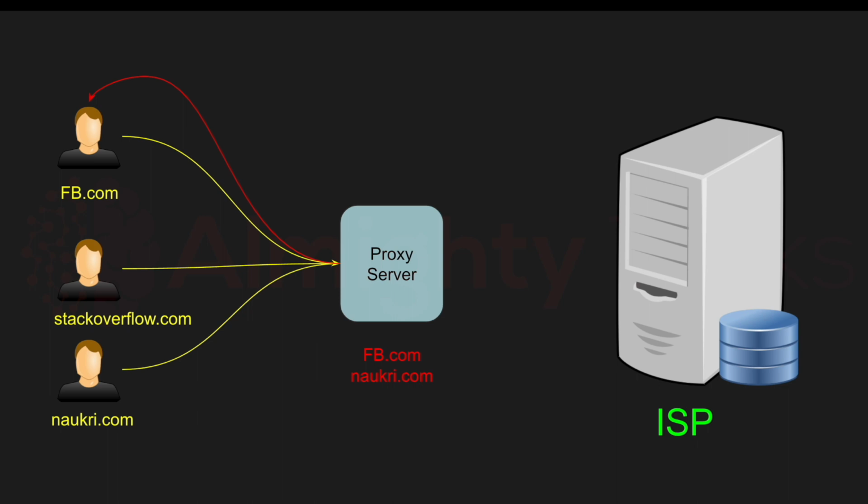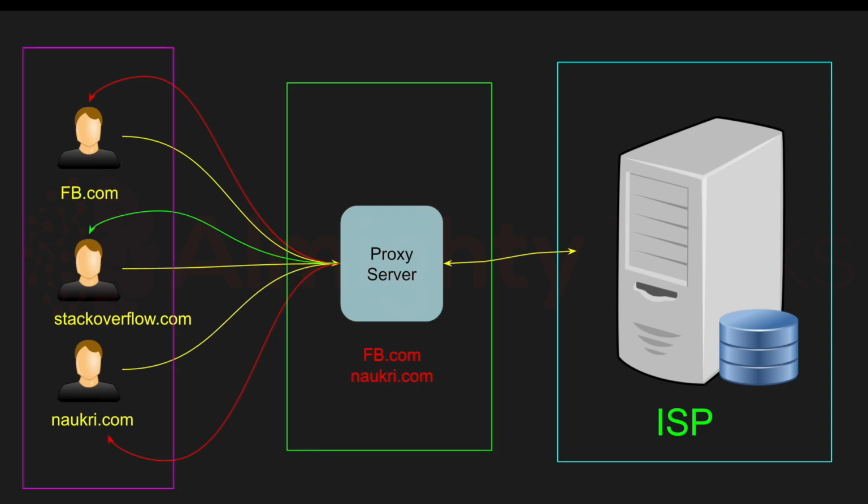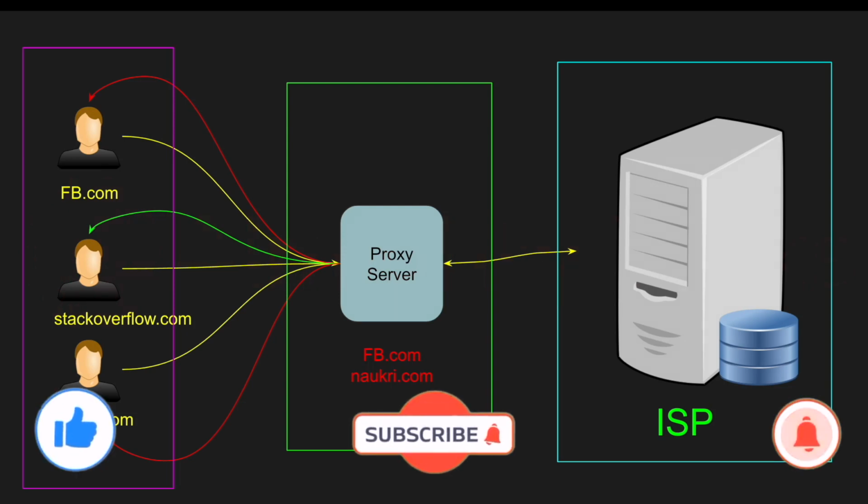Okay, and the user who is trying to access stackoverflow.com, his request will be accepted by the ISP and he can get stackoverflow.com because it is not blocked by the proxy server. Similarly, the user who is trying to access naukri.com cannot access it because the proxy server is not allowing access to naukri.com. So here the ISP is the real object, and this proxy server is the proxy, and these are the users. If you see, users are not directly communicating with the real object, they are communicating via the proxy server.